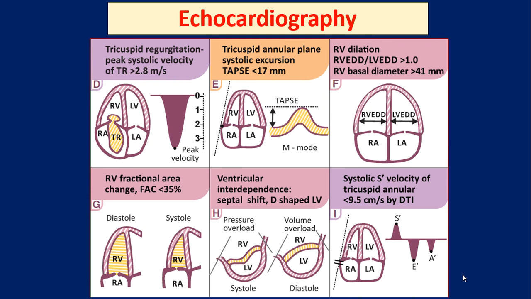RV fractional area change is less than 35 percent. Ventricular interdependence: septal shift and a D-shaped LV, as you can see here in systole and in diastole, both. In systole it reflects pressure overload, and in diastole it is because of volume overload. The systolic S-wave velocity of the tricuspid annulus is less than 9.5 centimeters per second by Doppler tissue imaging.